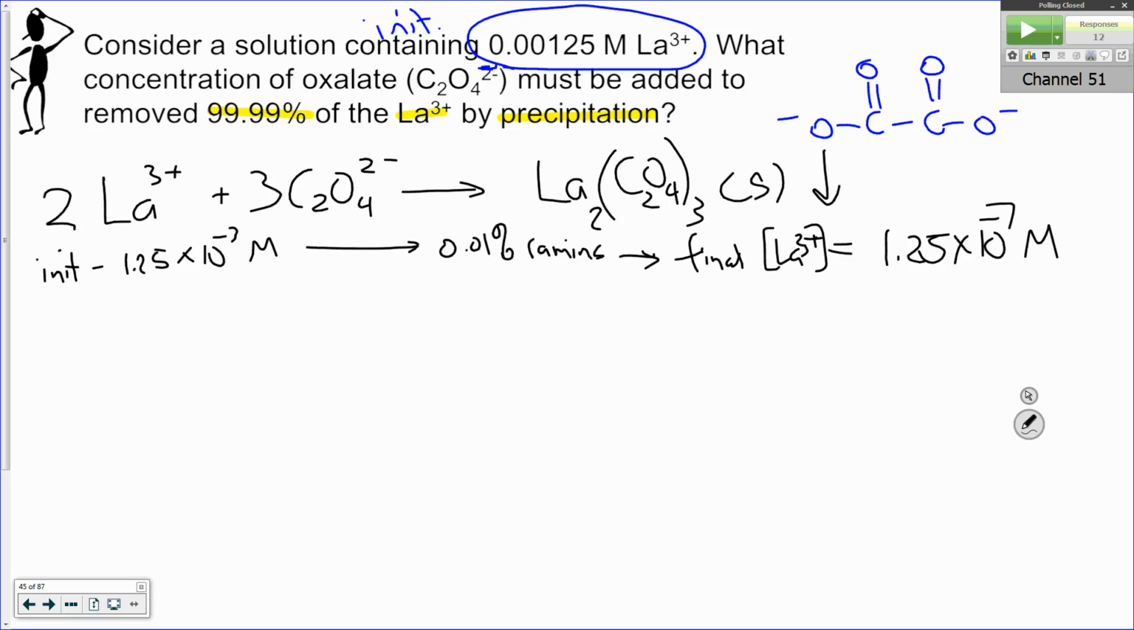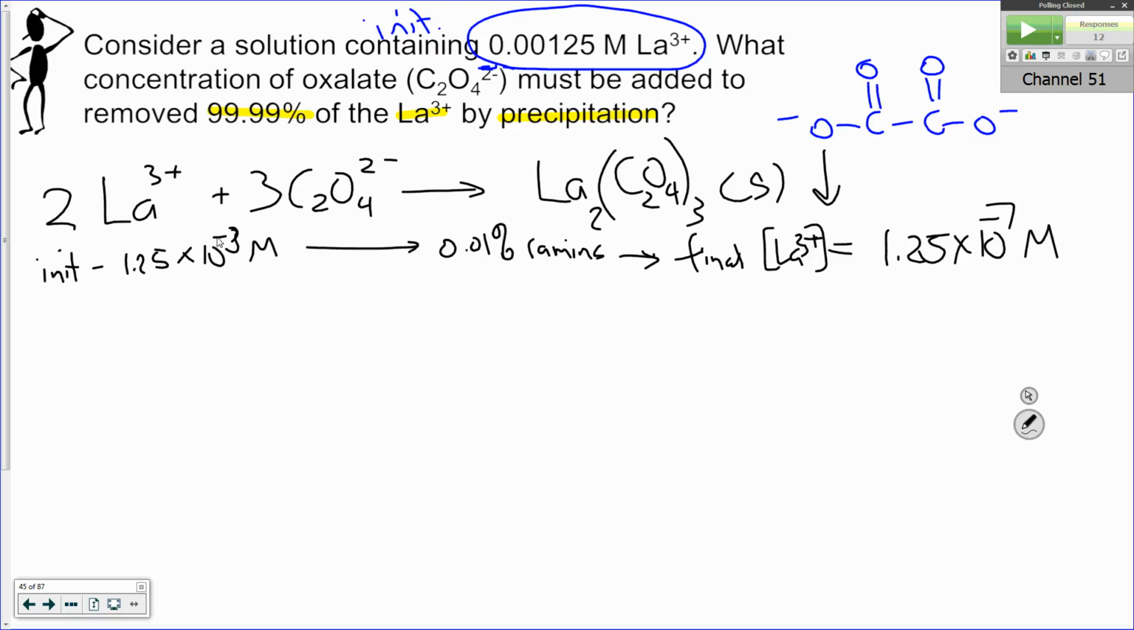Let me check my math. That's the same. 7th, sorry. I don't know where 4th came from. Oh, that's 3. Yeah, okay, this is a 3. Yeah, that's right. So if you took this number times 0.0001, you get 1.25 times 10 to the minus 7th. Okay, so this is going to be my final concentration where my system's going to end up.